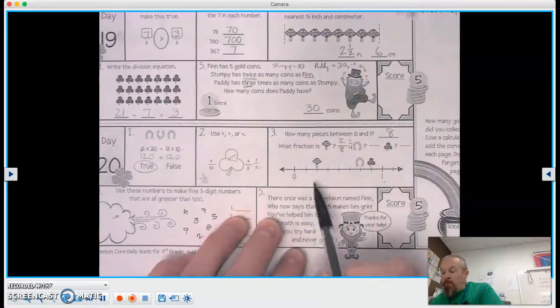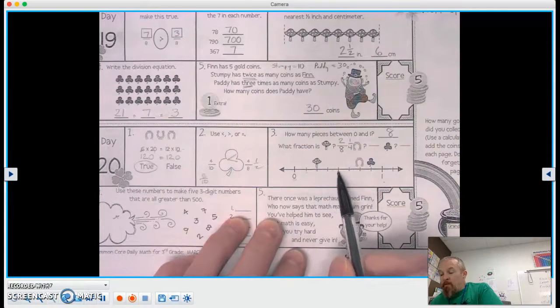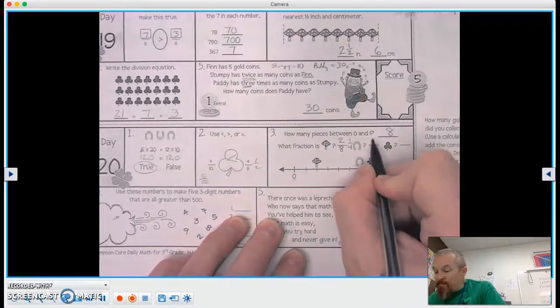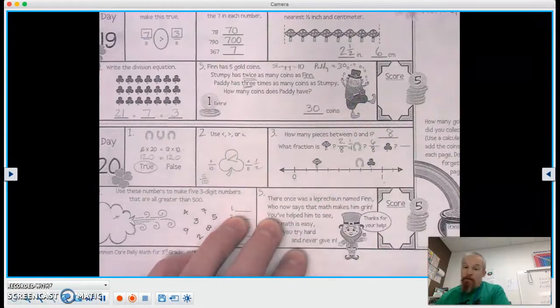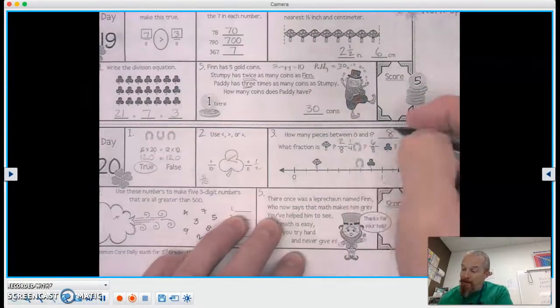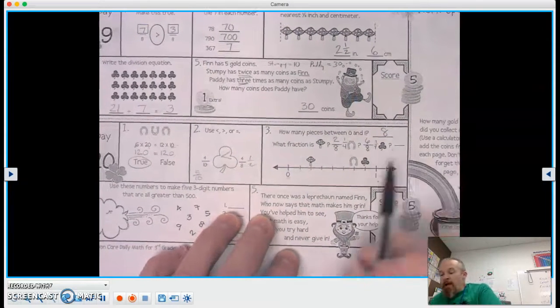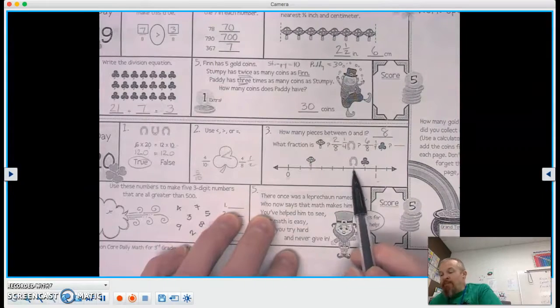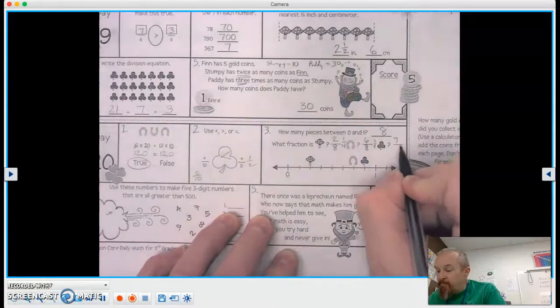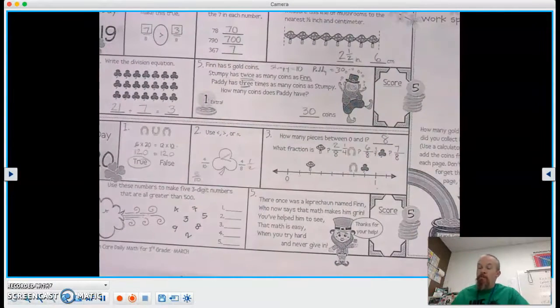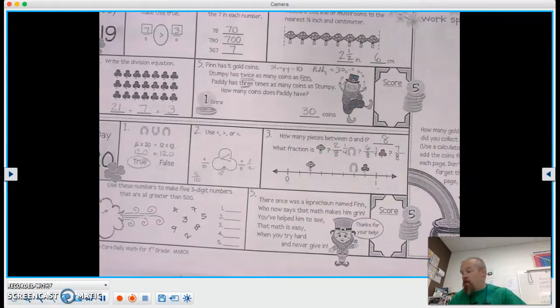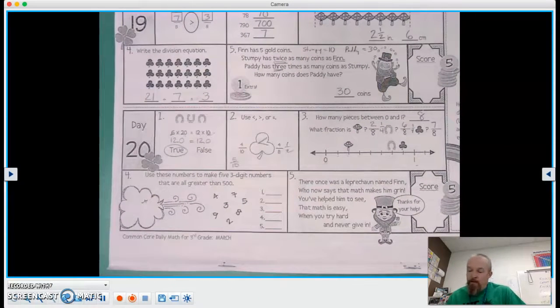The horseshoe, 1, 2, 3, 4, 5, 6/8, which would be equivalent to 3/4. And the shamrock, 1, 2, 3, 4, 5, 6, 7/8. That's just 7/8. Okay? All right.